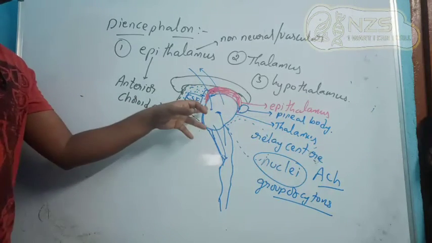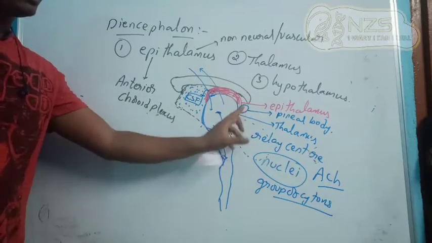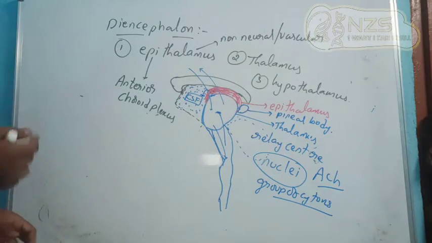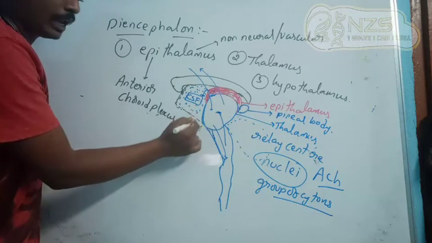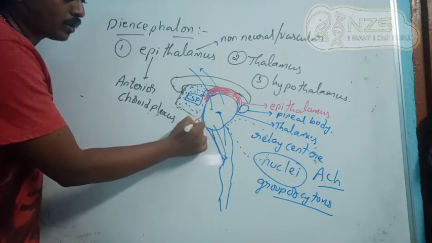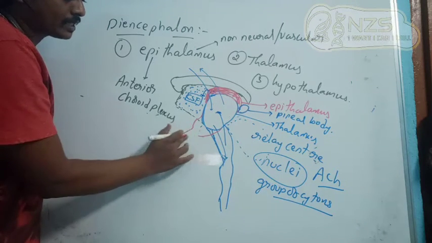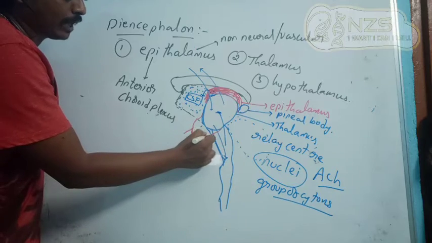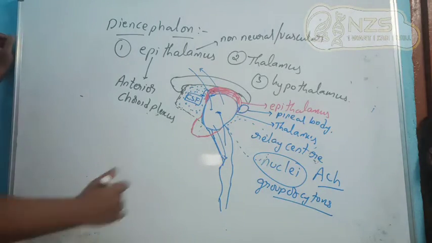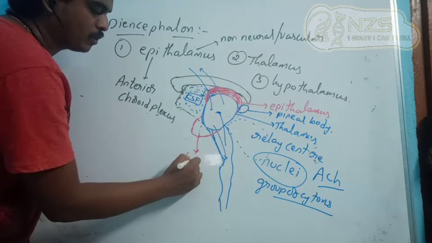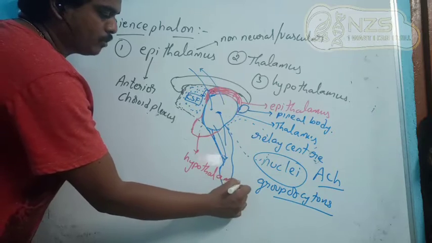So the pineal body is located on the dorsal side of the epithalamus, not the thalamus, the epithalamus. Okay. Now, next part, at the lower portion of the thalamus, we can see one more extension called the hypothalamus. As this is present below the thalamic region, it is called the hypothalamus. So the hypothalamus is the next most important part to be discussed.